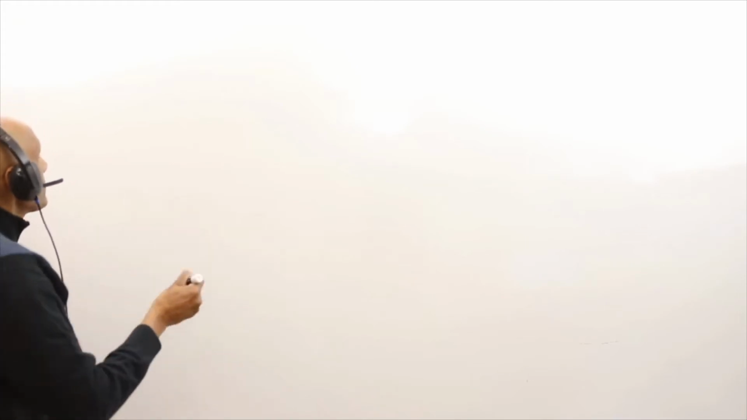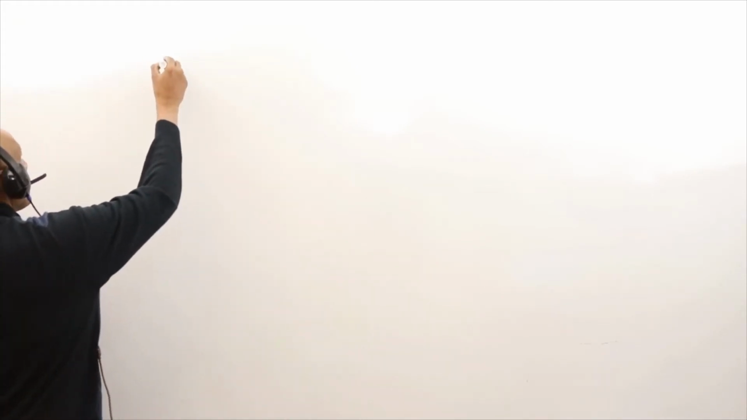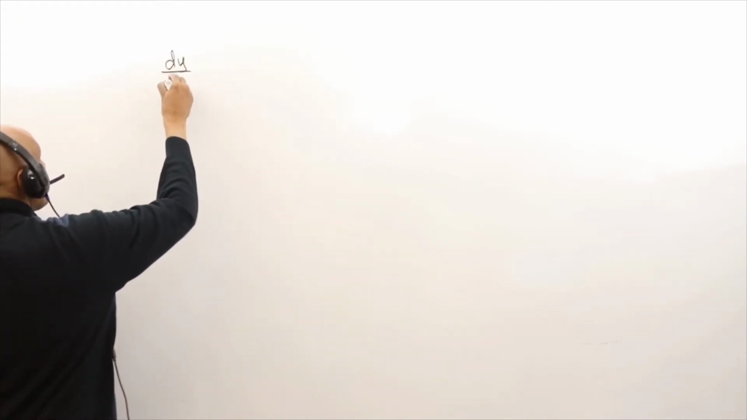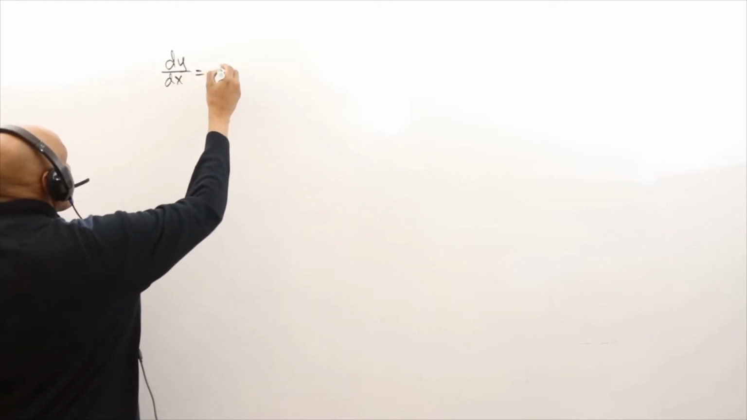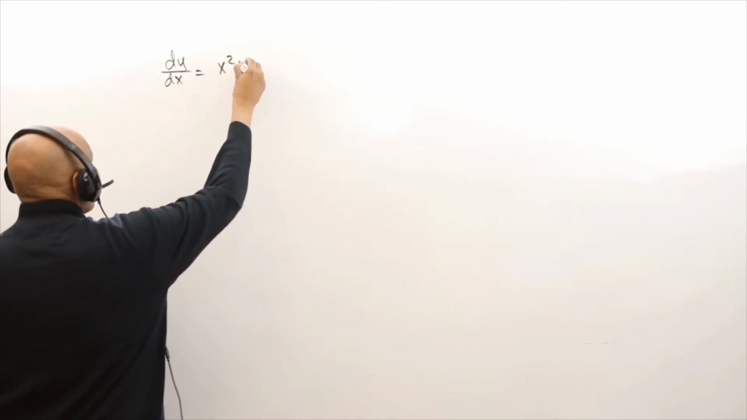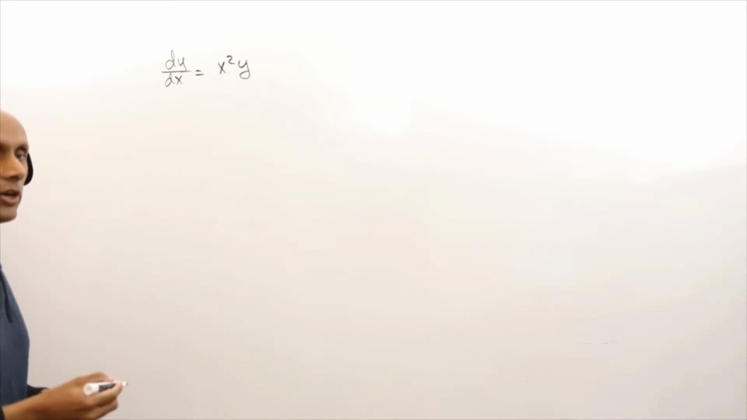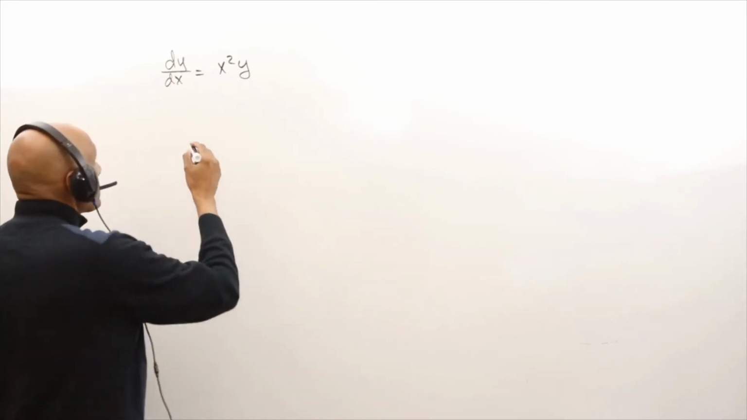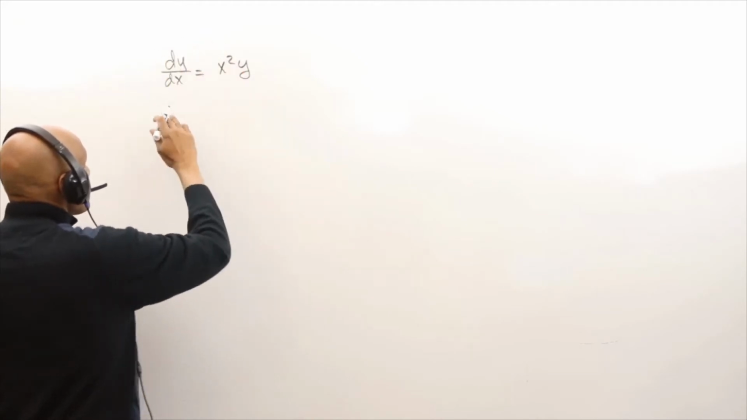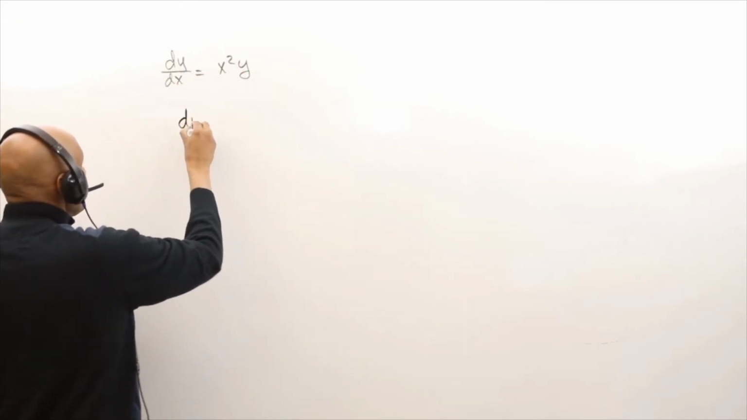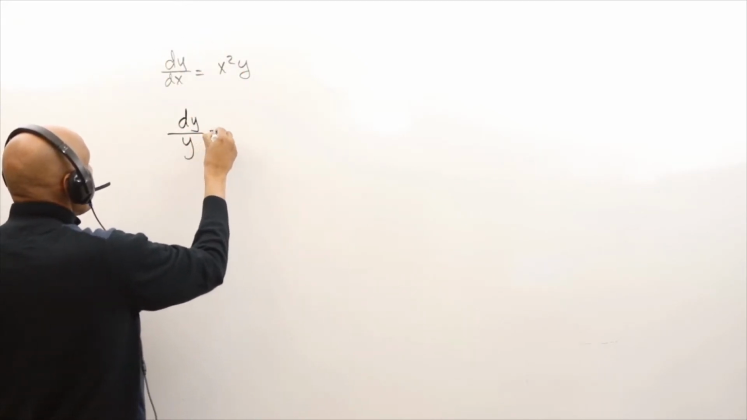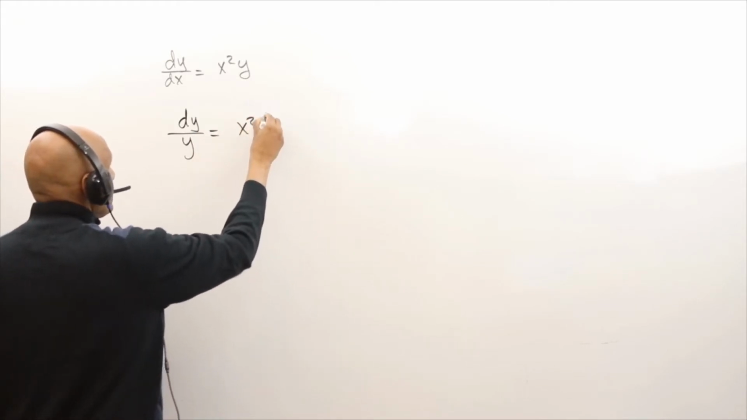So in this video, I'm going to give you examples of how to use separation of variables to solve first-order differential equations. So as an example, let's say that we'd like to solve the equation dy over dx is equal to, let's say, x squared y. So the idea in separation of variables is to basically rearrange these differentials in terms of dy over y is equal to x squared dx.